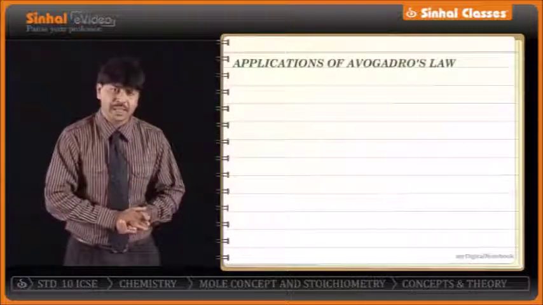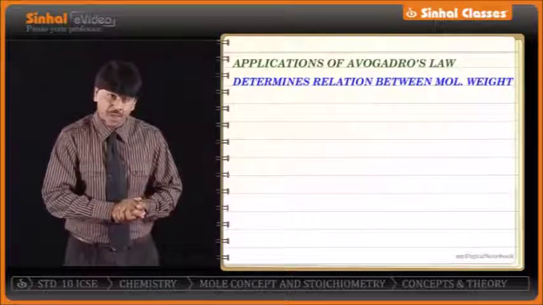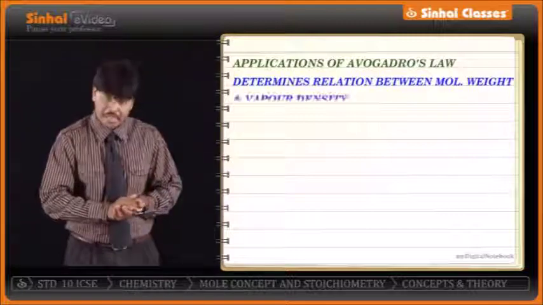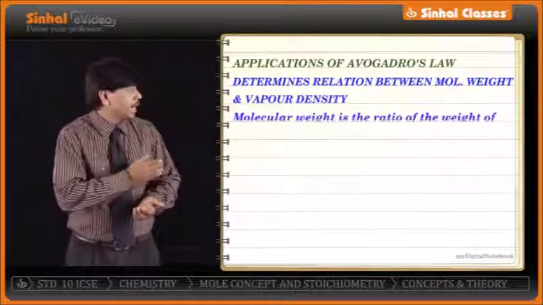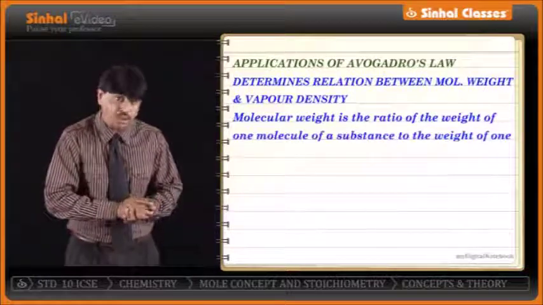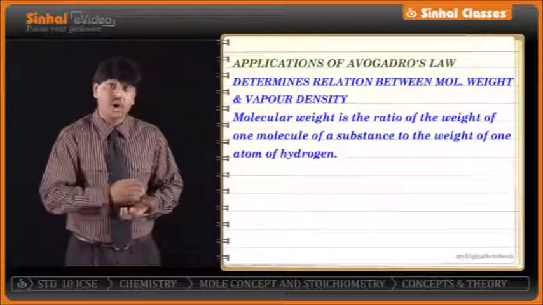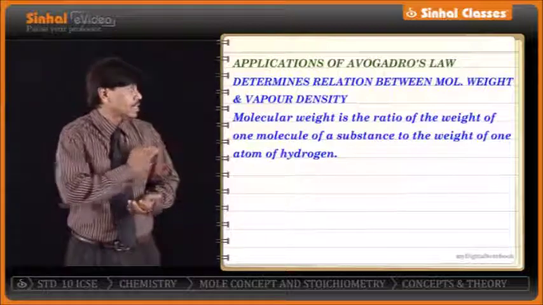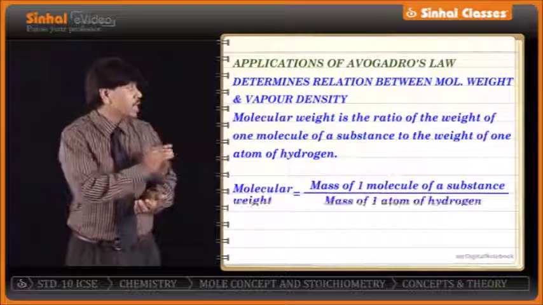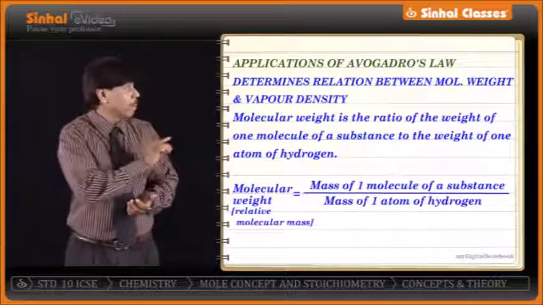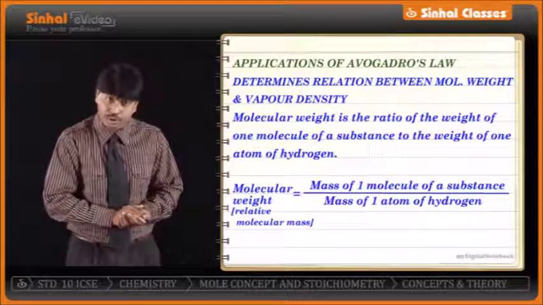Now let's see the application of Avogadro's law in finding out the relation between molecular weight and vapor density. First and foremost, what is molecular weight? It is the ratio of the weight of one molecule of a substance to the weight of one atom of hydrogen. That is, molecular weight, also known as relative molecular mass, is equal to the ratio of the mass of one molecule of a substance to the mass of one atom of hydrogen.